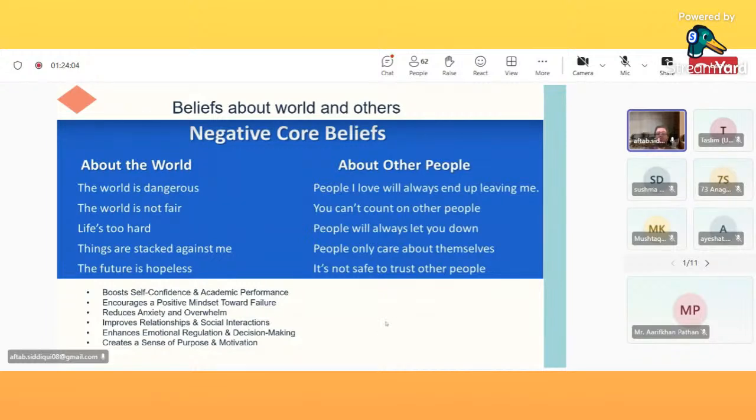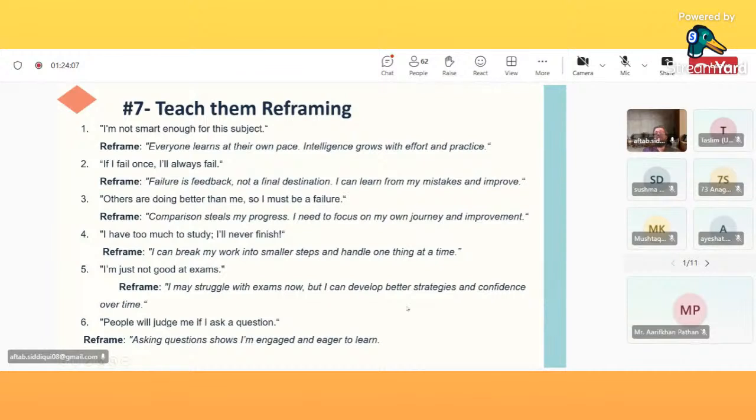Also, teach them reframing. You can simply see the slide. If the student is most of the time having the thought, I am not smart enough for this subject, you can teach them reframing. Teach them beliefs, and then teach them how to reframe their thoughts. A person who is thinking I'm not smart enough for the subject can reframe their thought: everyone learns at their own pace, intelligence grows with effort and practice. So reframing your belief about the studies is something that you can introduce in your teaching.